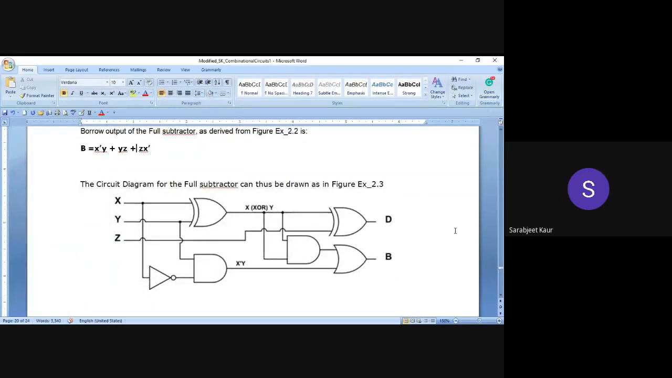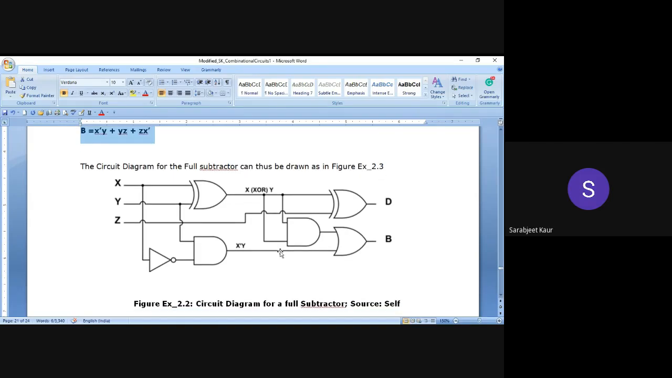So again, you see that if I replace x by x dash, the expression is the same as the carry of the full adder, if you remember. Right. So we are going to draw this circuit diagram.